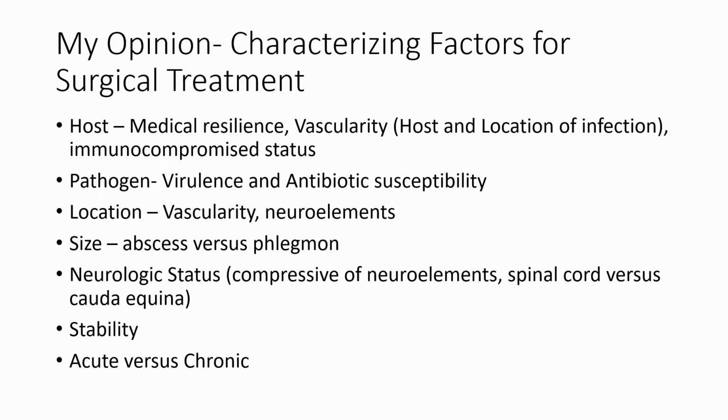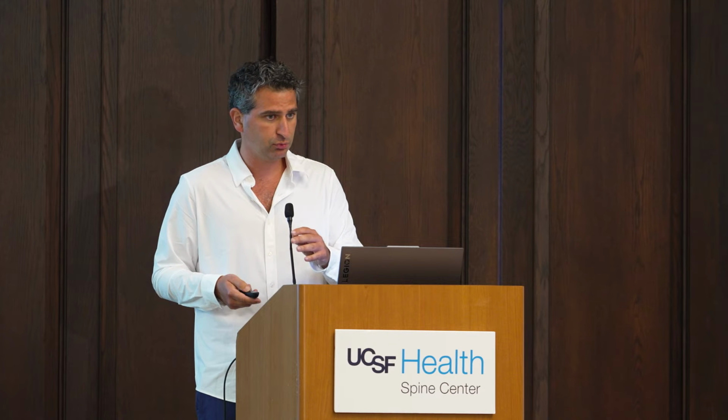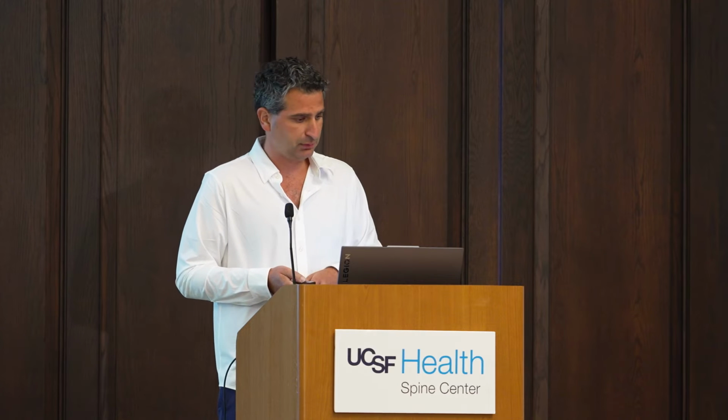In terms of the categories that should be considered, first is the host. Again, do you have a medically resilient host? Is it a healthy patient that could eventually get cured of this infection? Then the vascularity, in terms of the location of infection and also the patient. Again, do they have atherosclerotic disease, kidney disease? Are they going to get good penetration of the infection with antibiotics? Because that will play a role. If you have a poor host, then more likely you might have to consider surgery because antibiotics probably won't work well.